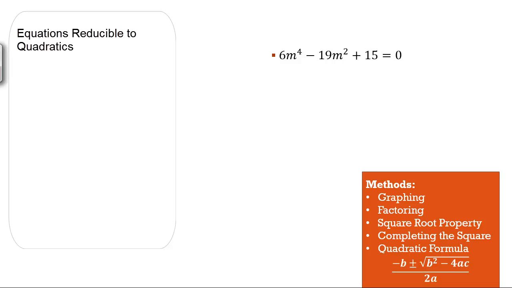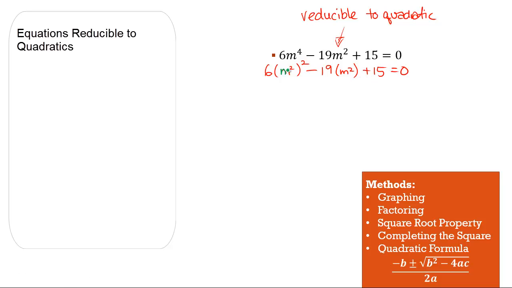Now the next example here is a little more tricky. It's not exactly a quadratic because it's got a power of 4. However, it's reducible to a quadratic. And how is that? Well, if you look closely, you'll see that this is 6(m squared) squared minus 19(m squared) plus 15 equals 0. So this m squared is acting like an x or something of the sort. So if we use that format, we can actually go ahead and use the quadratic formula on it.